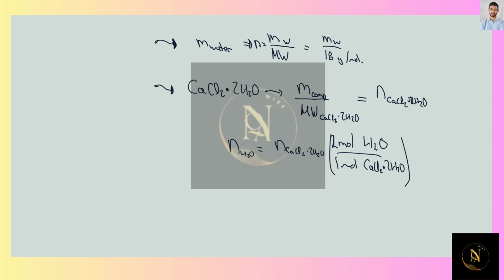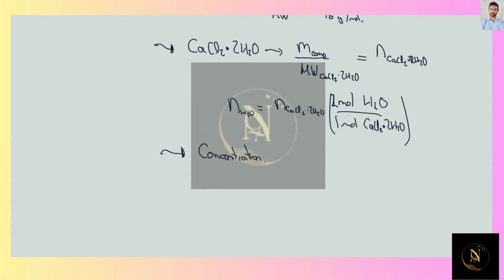And finally, the other possibility would be to calculate the amount of moles coming from a concentration value. So, for example, let's say that you're given a concentration in molality, or, for example, a concentration in percent by weight for a sample, percent mass of a sample.